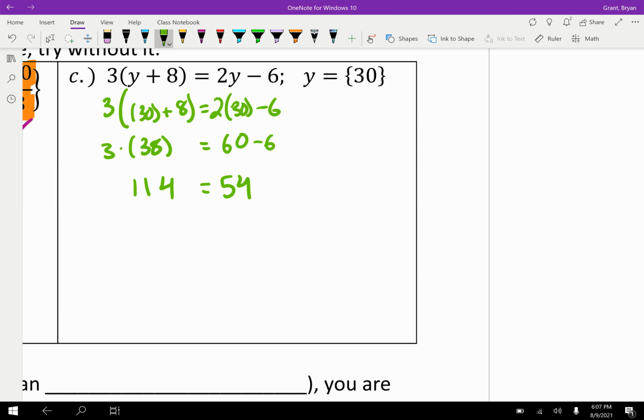Those, to me, do not look to be the same. To show that two things aren't the same, we put the equal sign with a little slash running through, and we would say that y is not equal to 30. If it makes you happy, you could say a little sad face.